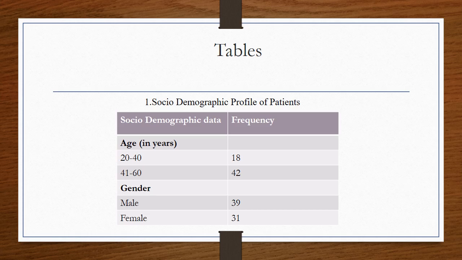Then column and row should each have subheadings or titles. So socio-demographic data and frequency have headings, and age and gender, the rows also have titles. So arrange it in a logical sequence. We are arranging age from 20 to 40, then 41 to 60, like that according to the sequence. Then under gender we have arranged male and female. So like that you have to arrange. So this is the example for tables.